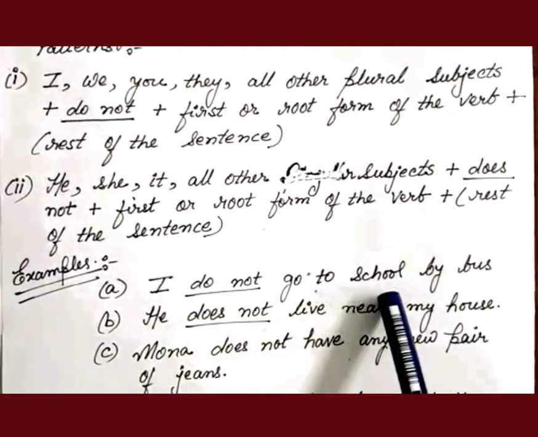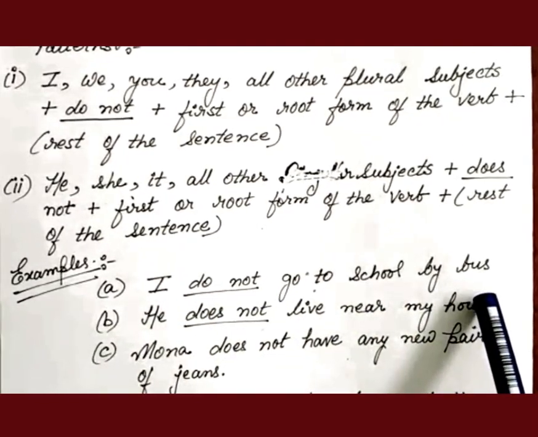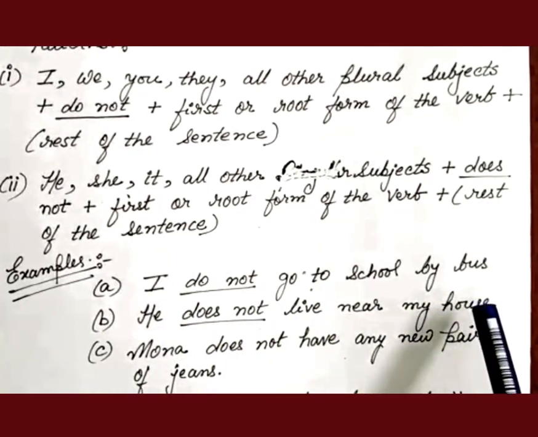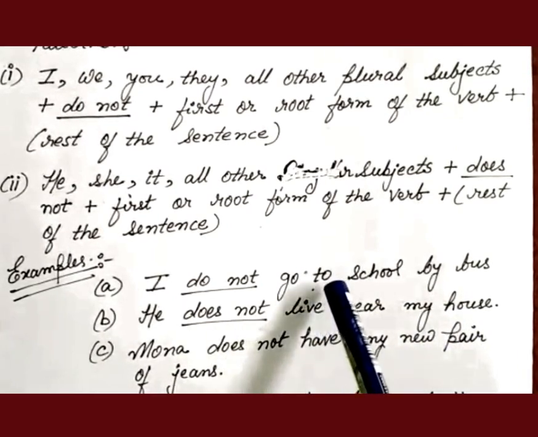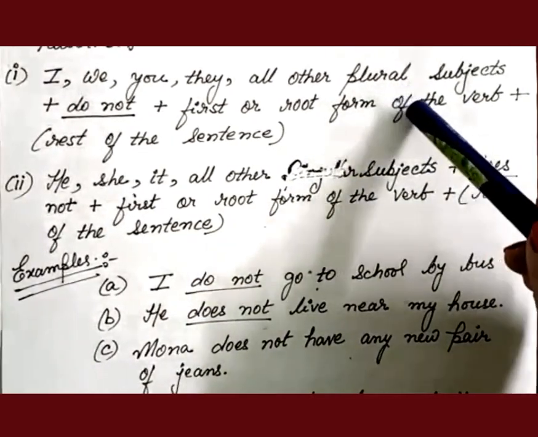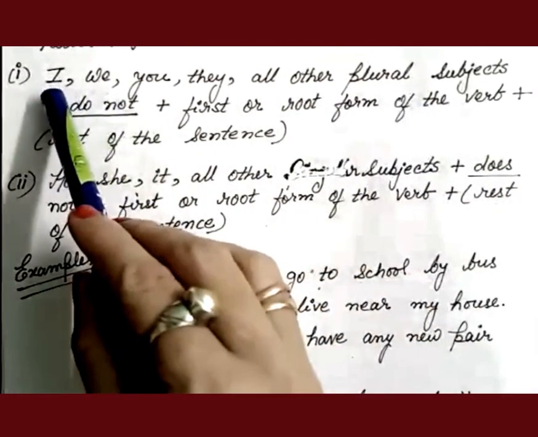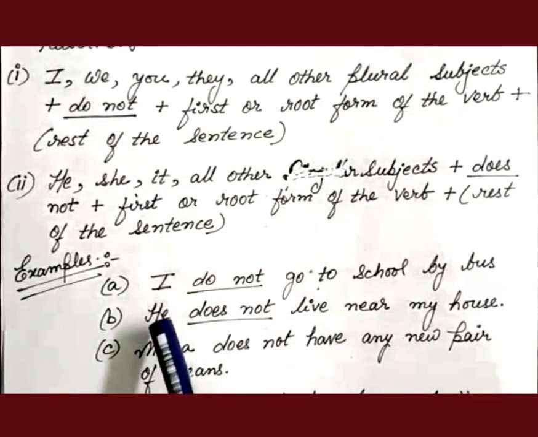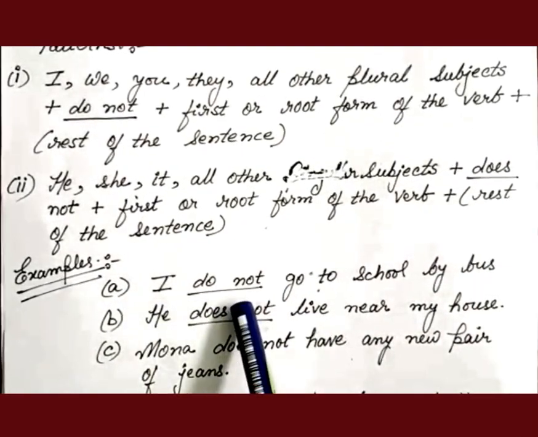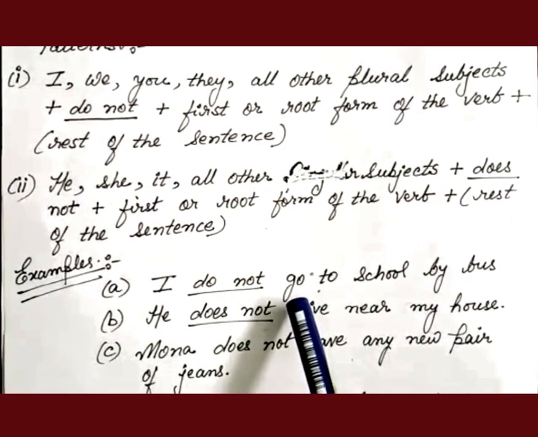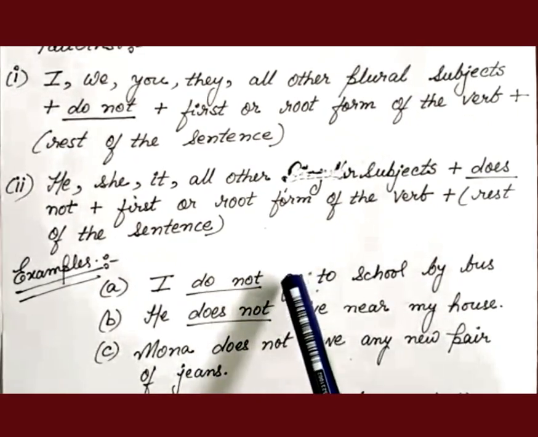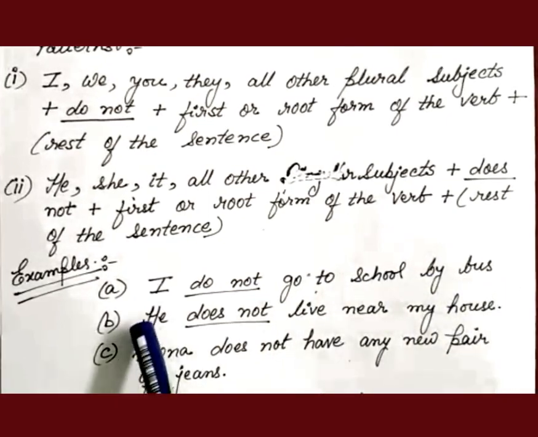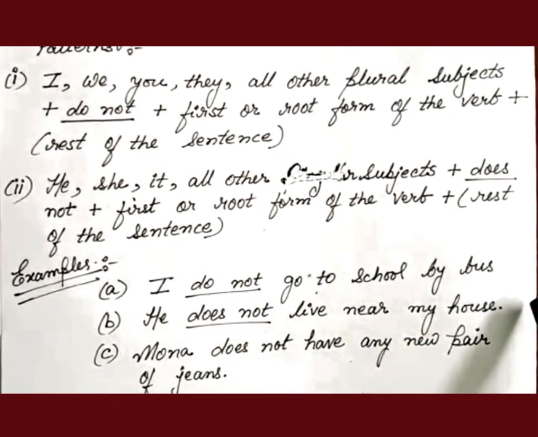I do not go to school by bus. That means here we have followed the first pattern to form the negative sentence. I plus do not plus first or root form of the verb, that is go, plus the rest of the sentence. Hence, forming I do not go to school by bus.